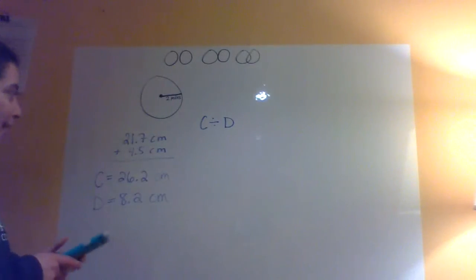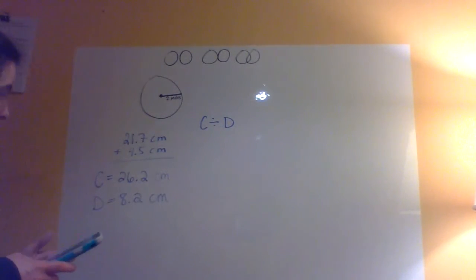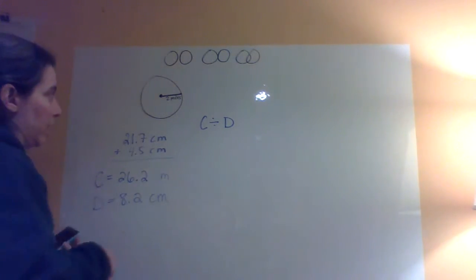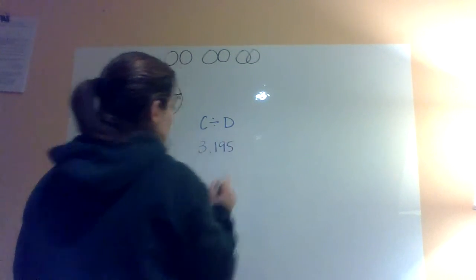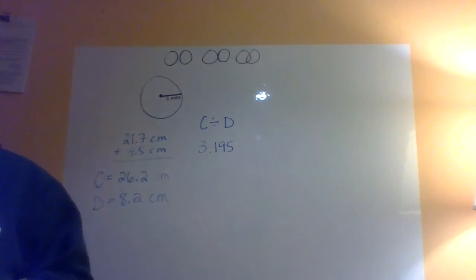All right, so now I'm going to divide my circumference divided by my diameter, and I get 3.195. Bunch of other numbers there too.